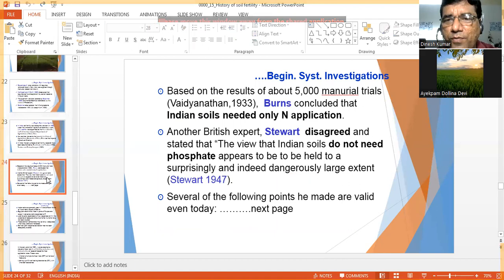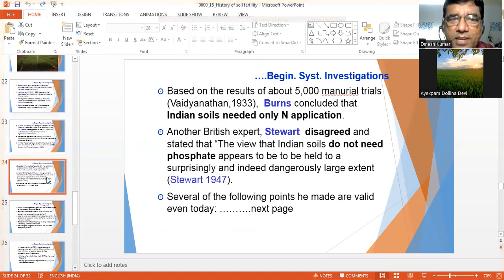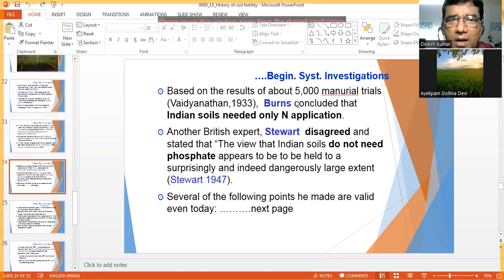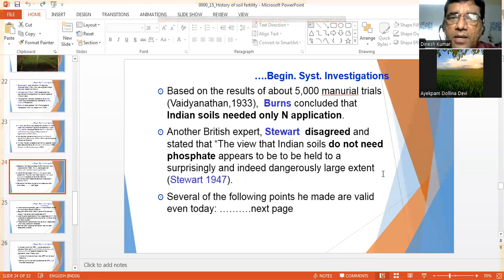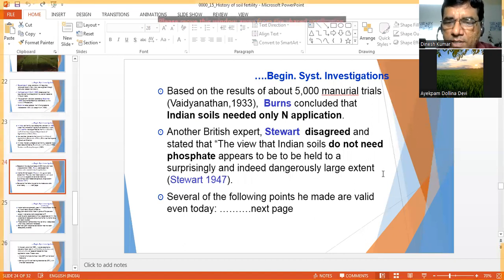Based on the results of about 5,000 manurial trials in India, reported by Vaidyanathan in 1933, Burns concluded that Indian soils needed only nitrogen application at that time. Another British expert, Stewart, disagreed and stated that the view that Indian soils do not need phosphate appears to be held to a surprisingly and indeed dangerously large extent. Means Stewart said that it is not just nitrogen which is deficient in Indian soil, it is also phosphorus that should be added.